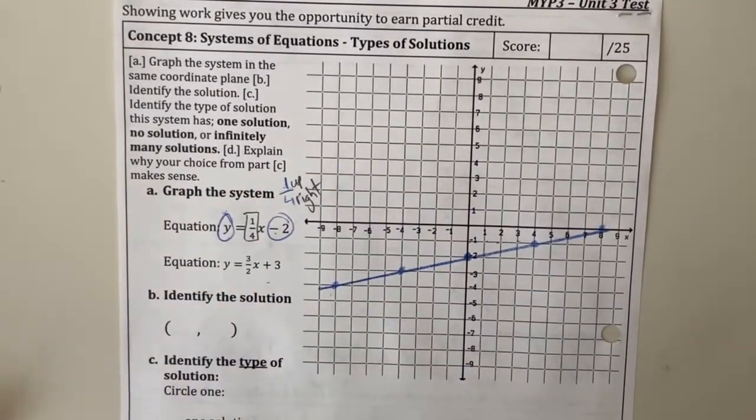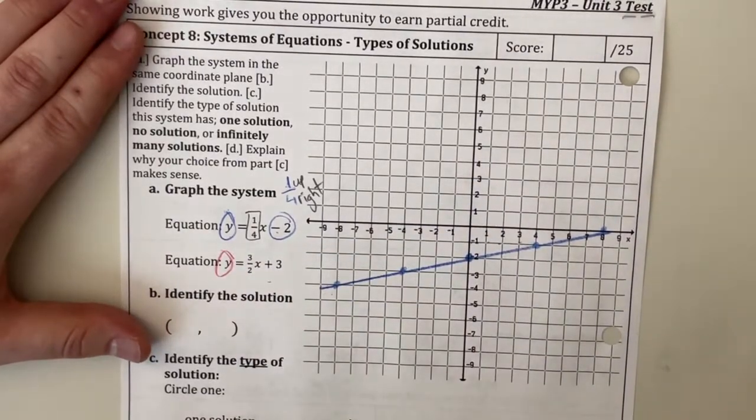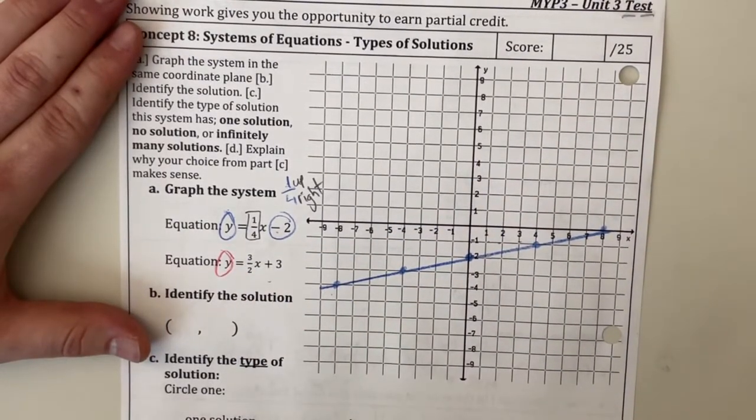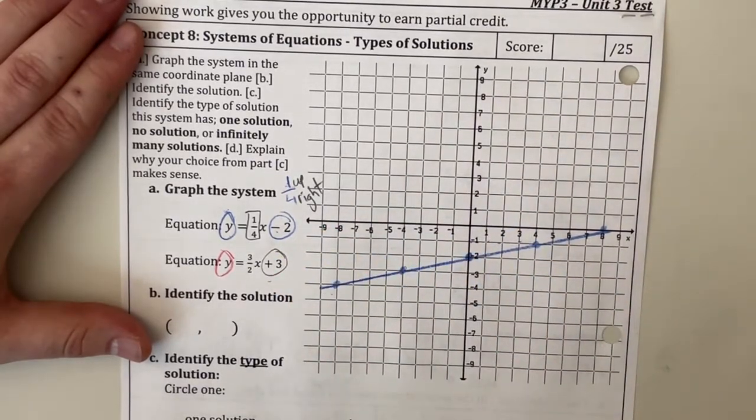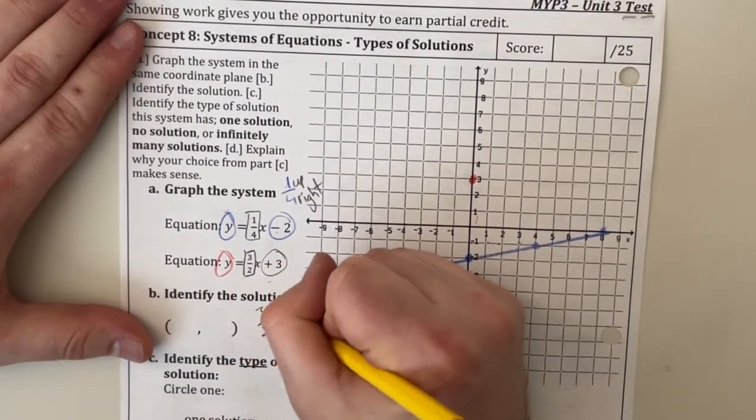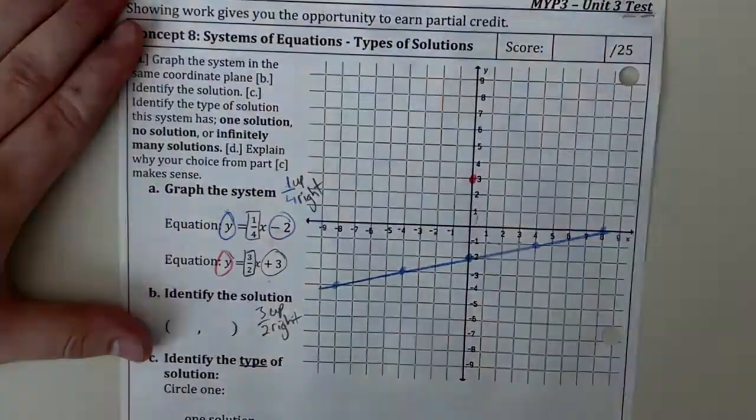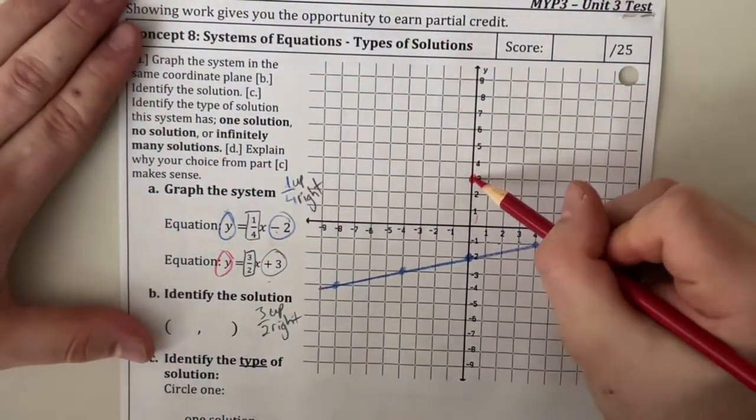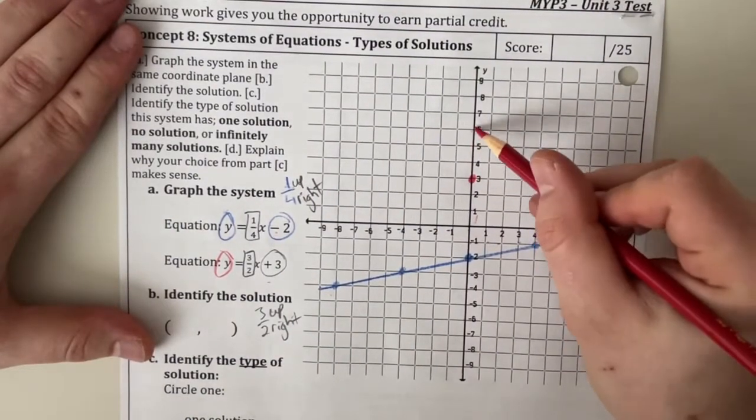That way I'm good. On the next one, I have y equals 3/2 times x plus 3. So I'm going to start at the y-intercept of +3. On the y-axis, I find +3 and graph that point because it's (0, 3). Then I can use the slope, 3/2, which is 3 up and 2 to the right. So from this point, I have 3 up, 1, 2, 3, and 2 to the right, 1, 2.